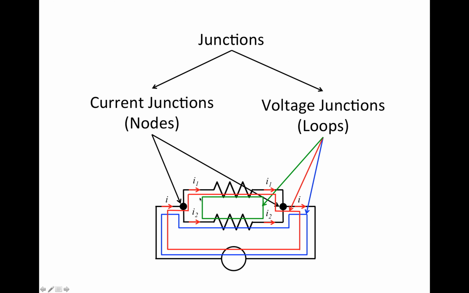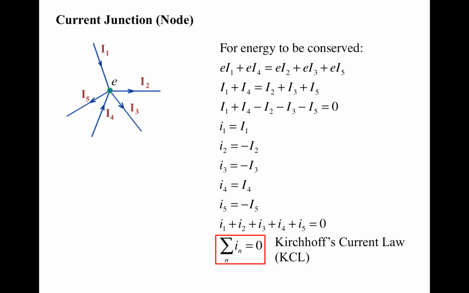The green loop. So there are actually 3 different loops. Those are called voltage junctions, but they are essentially just the loops. The behavior of current at nodes is governed by the so-called Kirchhoff's current law, or KCL, and the behavior of voltage around the loops is governed by Kirchhoff's voltage law, or KVL. Both laws are actually consequences of energy conservation. So let's look at Kirchhoff's current law, or KCL, first.